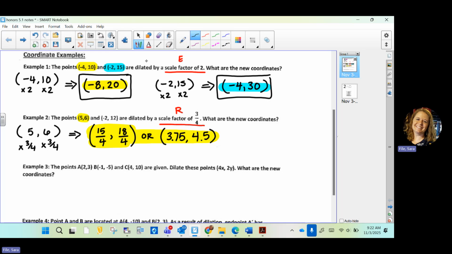Now we still have to do the second point. So the second point is -2 over 12. And again, I'll just show this one multiplying by the decimal. So you can multiply by 0.75 if you prefer to do the decimal. So that would give me -1.5 and +9.